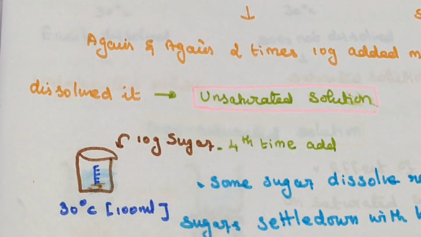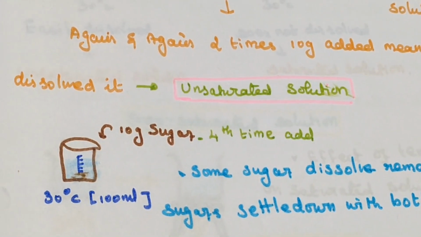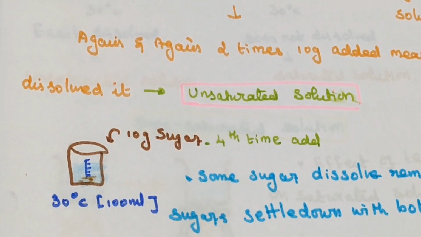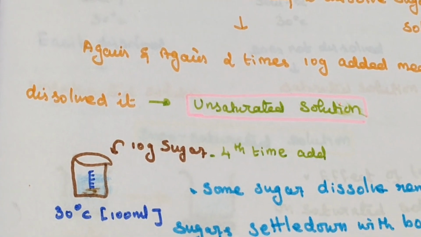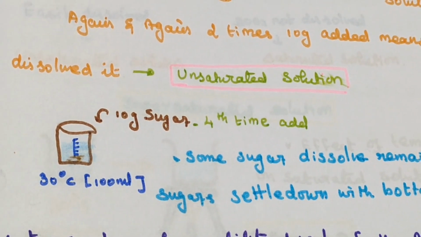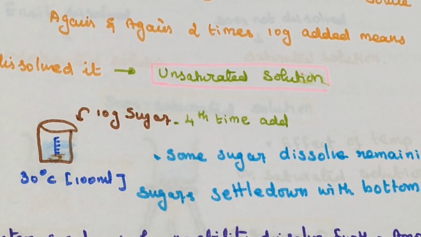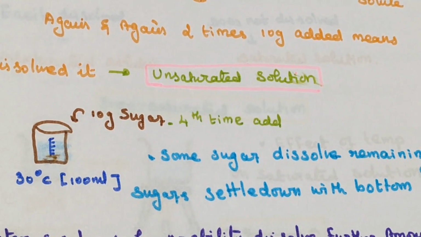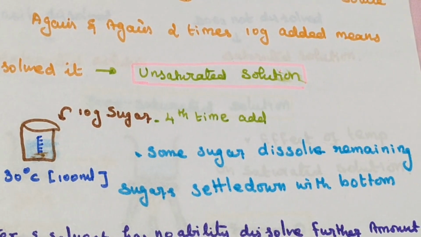Finally, consider that we add 100 gram more amount of sugar. But this time the water dissolves some sugar, but some sugar settles down. The fourth time it settles down at the bottom. It is a saturated solution because the water, the solvent, has no ability to dissolve a further amount of sugar, the solute.